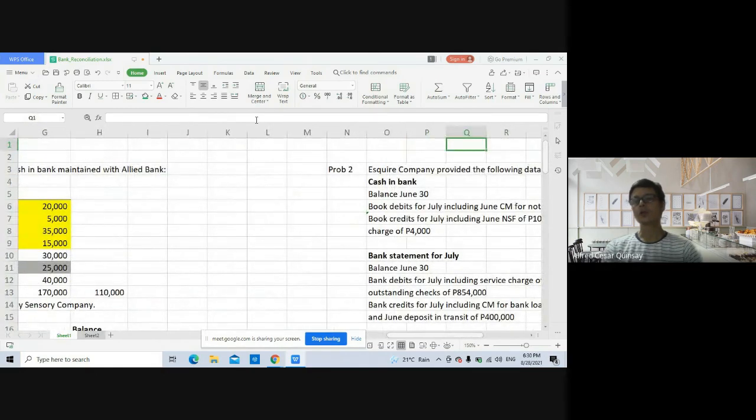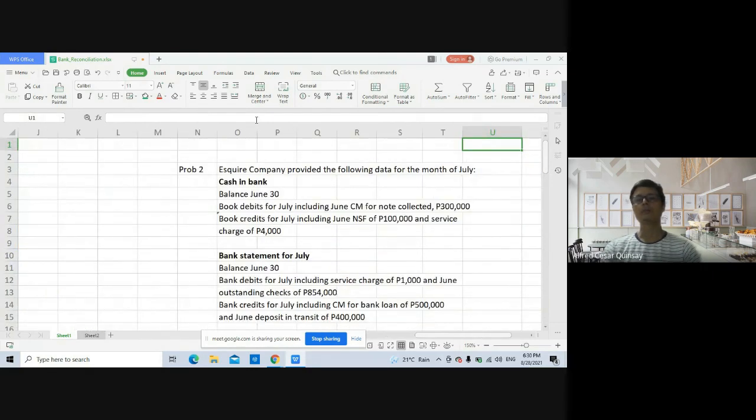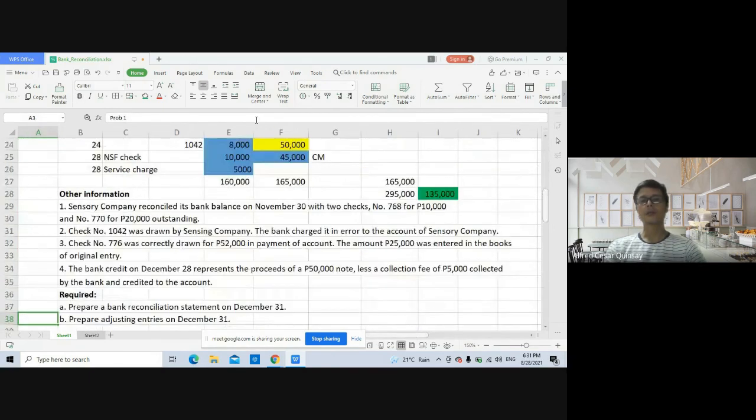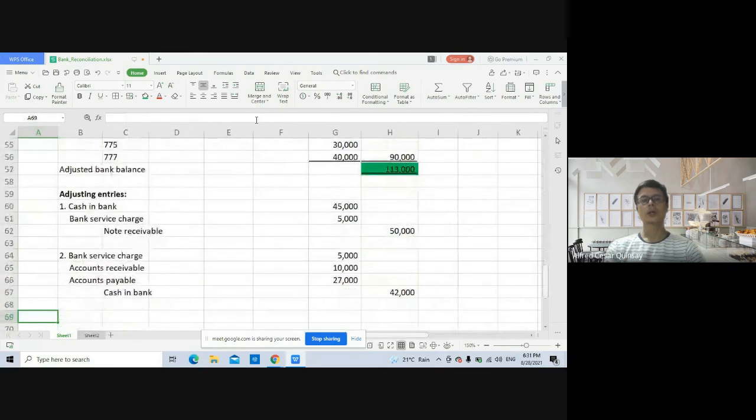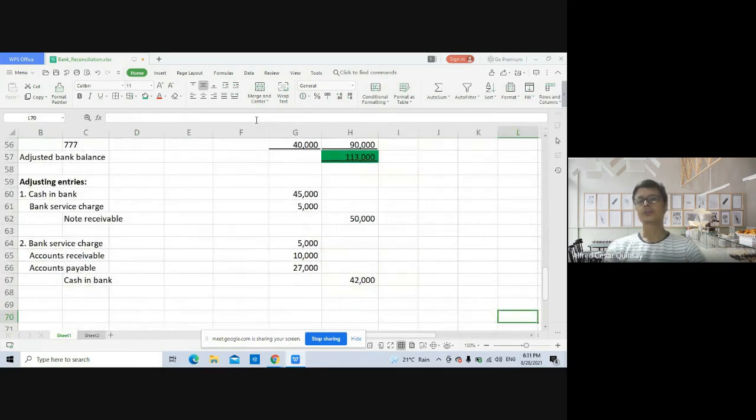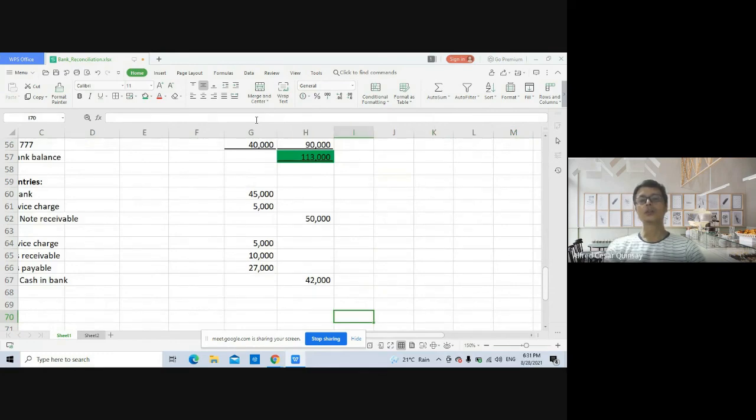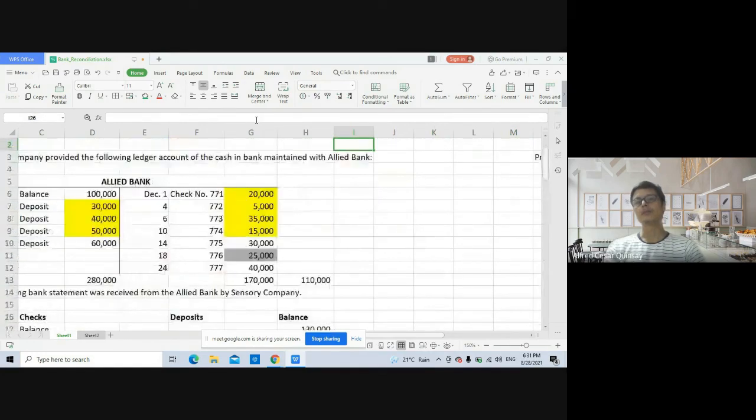Now let's proceed to another type of bank reconciliation. This time it is a two-date bank reconciliation, or you might say a proof of cash. Incidentally, if you have any questions with regard to this, just write down your comments. Okay, we can now proceed to the next problem.